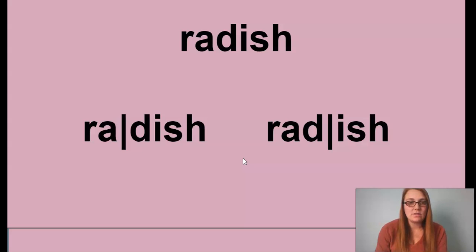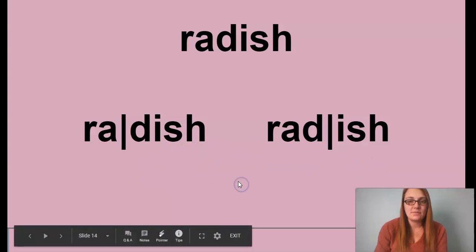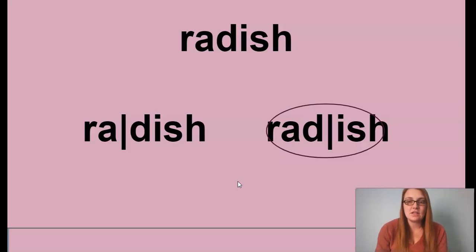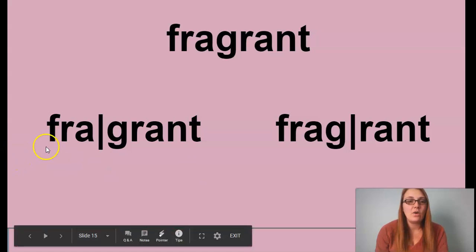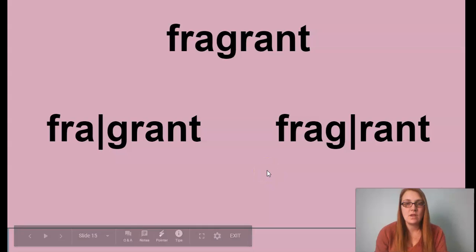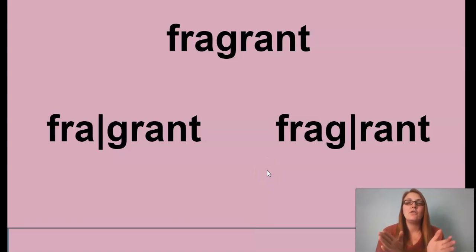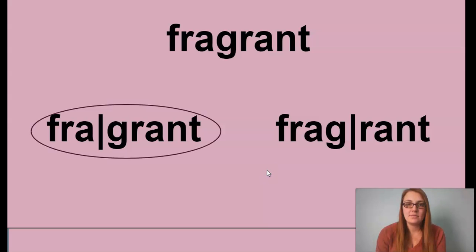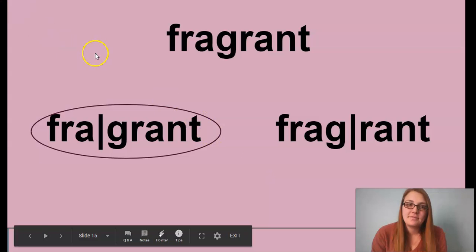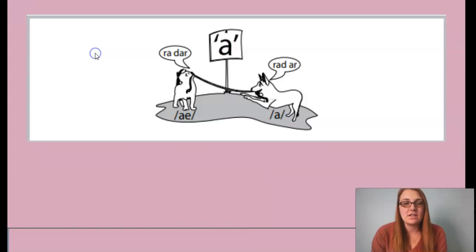How would we pronounce this word? Radish, radish. Good. A radish. It's a small kind of reddish vegetable. Now, fragrant, fragrant. Okay, so the word is fragrant.